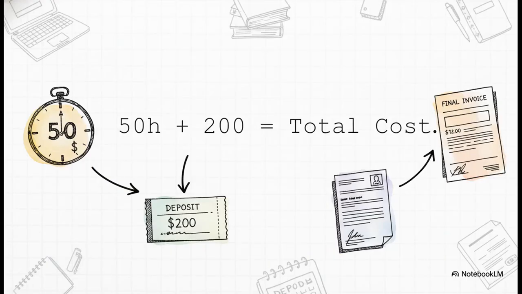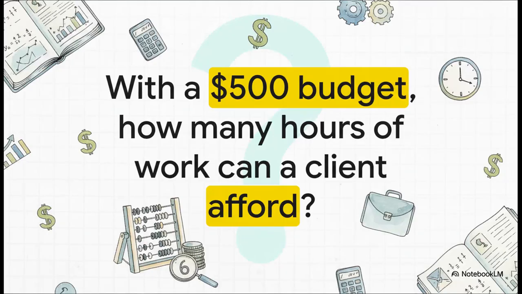And there it is. That freelancer's quote is our exact pattern in disguise. The $50 per hour, that's the rate, 50H. The $200 deposit, that's the one-time flat fee. And together, they give you the total cost. And now you can actually use it. With that simple equation, you can figure out in about 10 seconds that a client with a $500 budget can afford exactly 6 hours of work. You've just gone from someone learning math to someone who can solve real money problems.